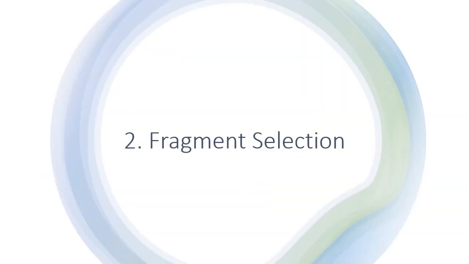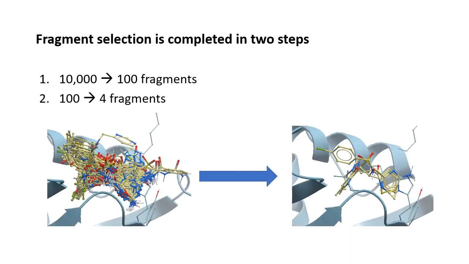The second step is fragment selection. After the fragments have been docked, this step filters for the fragments that represent the most important interactions a ligand can make with the receptor, and is broken down into two steps. First, narrowing down 10,000 to 100 fragments, and second, from these 100 fragments, selecting just around 4 or 5.